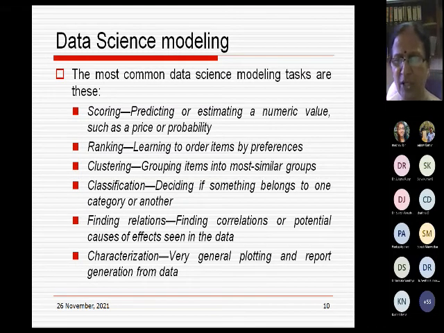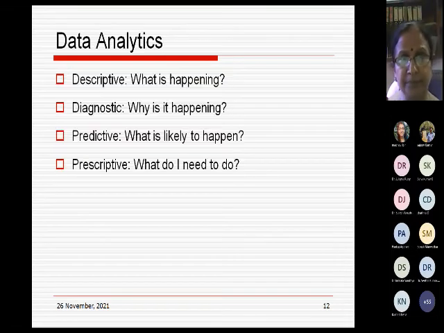Characterization is the general plotting and report generation from the data. You are trying to find out how this data looks. Plotting maybe the histogram, maybe some bar chart, or maybe some XY plots to just check what type of behavior or what type of data is there. So these are the few categories of the analysis we perform on the data, or we develop the model based on these criteria. In data analytics also, basically we work with the 4 categories of applications.